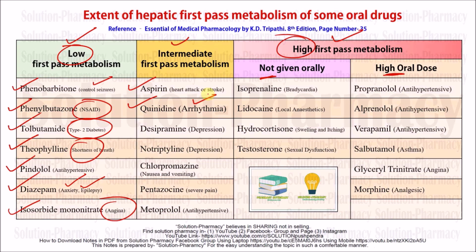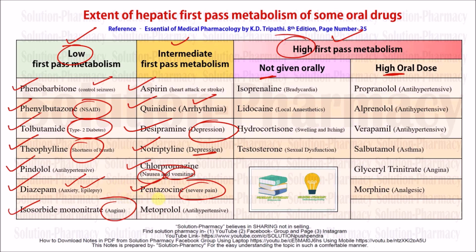The next drug is diazepam. This drug is used in the case of depression. We can say antidepressive drug. The next drug is nortriptyline. This is also an example of an antidepressive drug. The next one is chlorpromazine, which is used in the management of nausea and vomiting in case of travel sickness. It is very useful. The next drug is pentazocine. Have you heard about this? This drug is very useful in the management of severe pain. So these drugs have intermediate first pass metabolism.